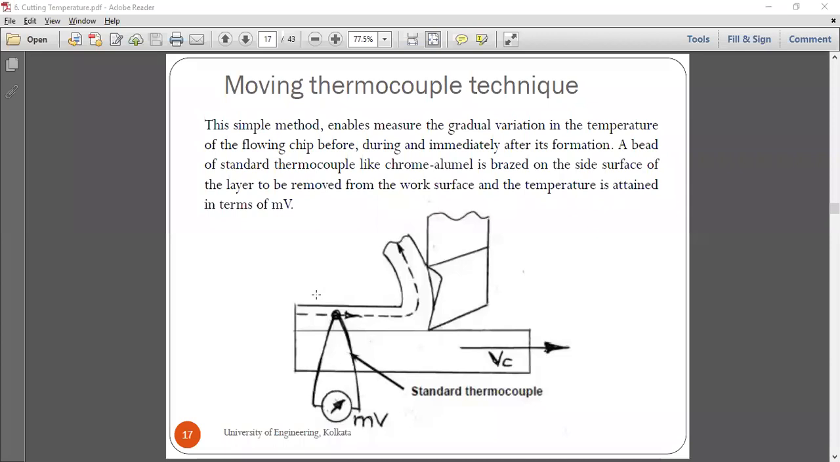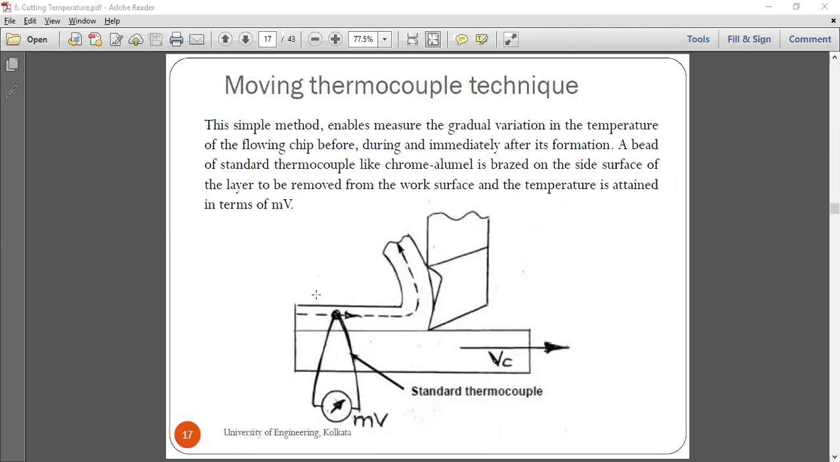Without calibration we will not be able to get proper results. Next is the moving thermocouple technique. In the moving thermocouple technique, what happens is that this enables a measure of the gradual variation in the temperature of the flowing chip. As I told you, the chip takes away the maximum amount of heat.